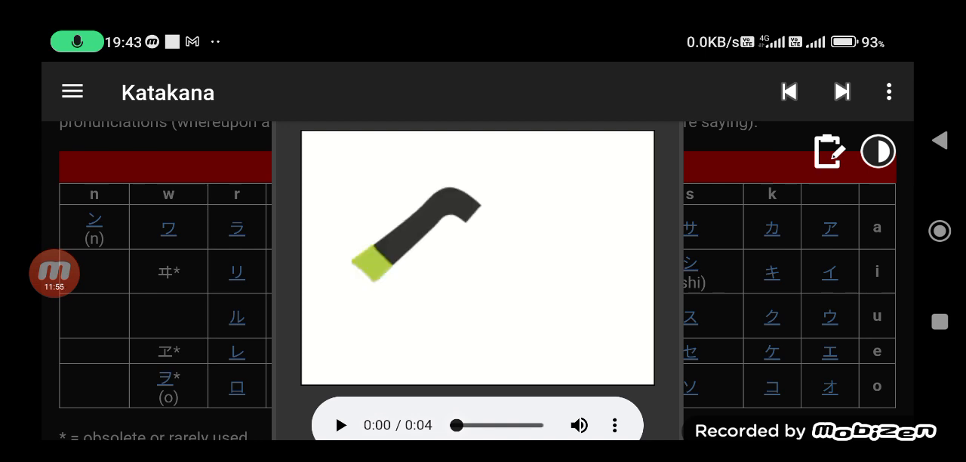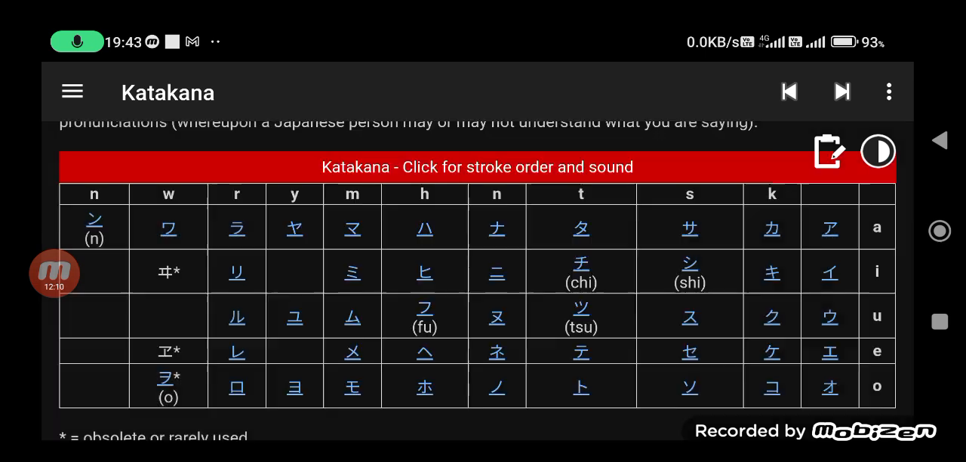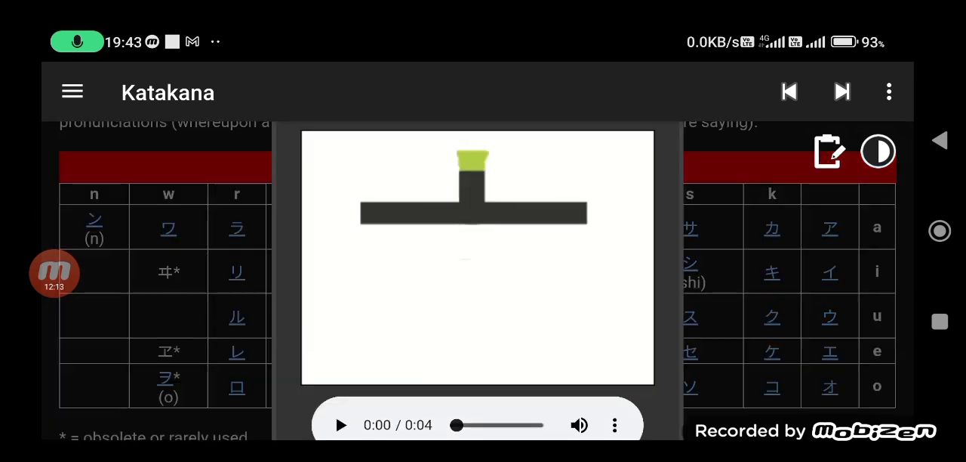And then he. This is quite confusing with the hiragana because it is almost the same with the hiragana. He, as in heri, kopta, heri.